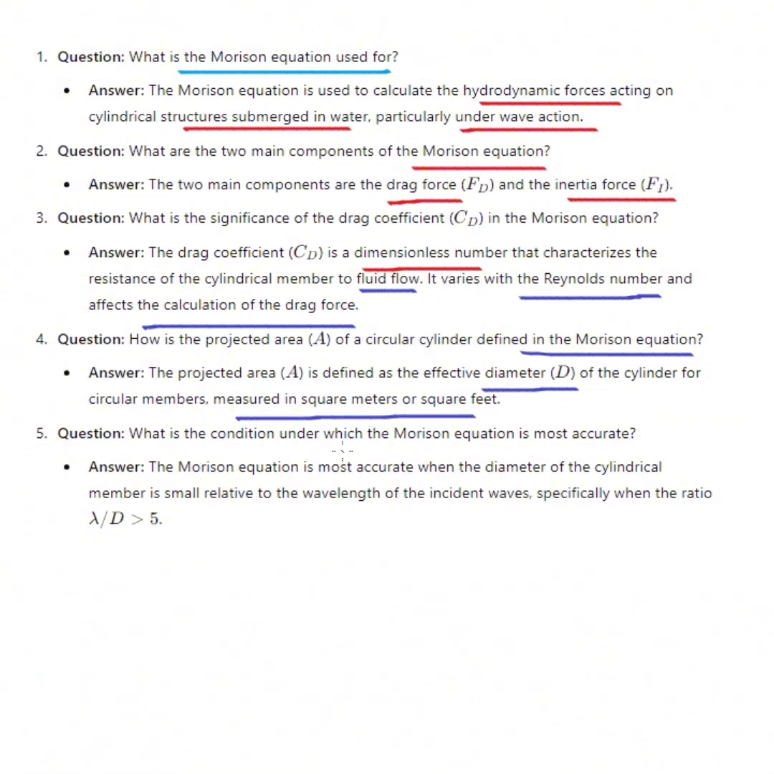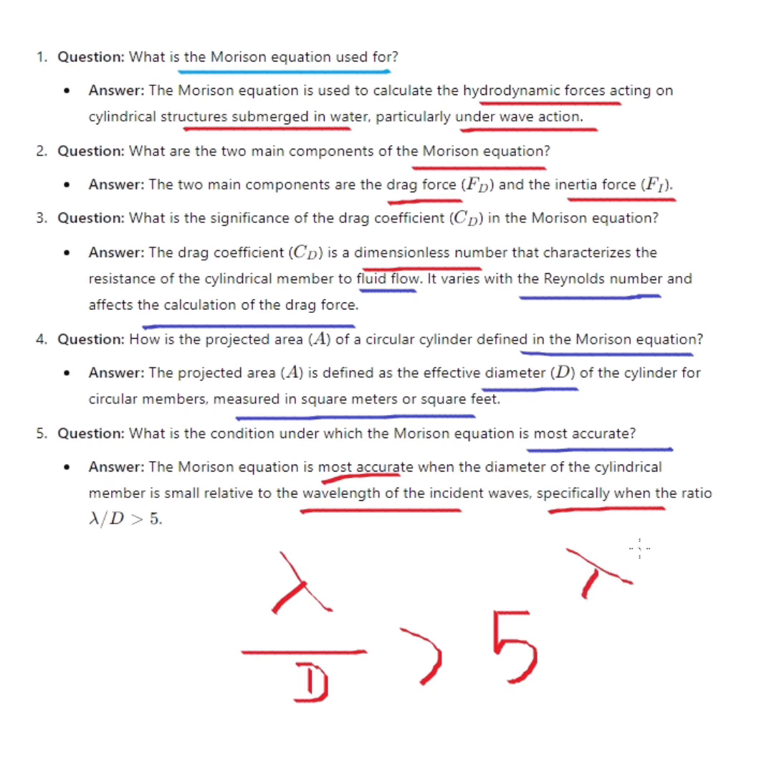What is the condition under which the Morison equation is most accurate? The Morison equation is most accurate when the diameter of the cylindrical member is small relative to the wavelength of the incident waves, specifically when the ratio lambda by D is greater than 5. That means lambda should be greater than 5 times the diameter.